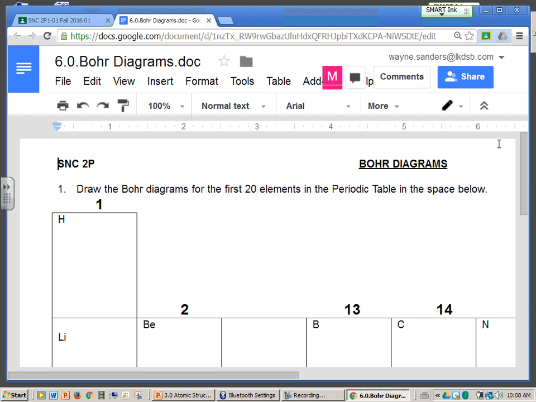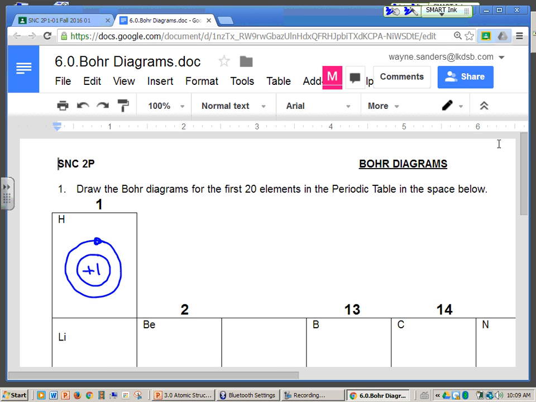So in this space here, I want you to put a circle, all right? And I want you to put +1, okay? Then you're going to put an orbit. And how many electrons does this thing have? 1. Put a dot. Okay? You're going to keep on going.